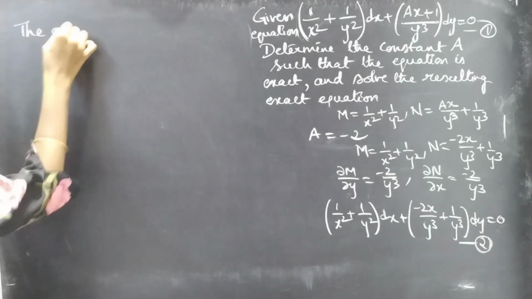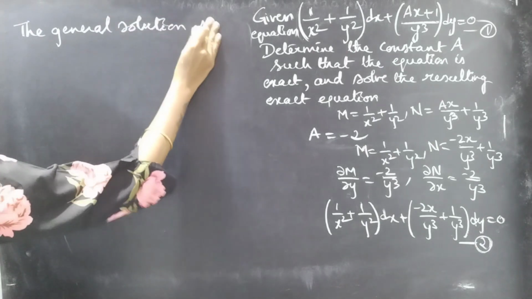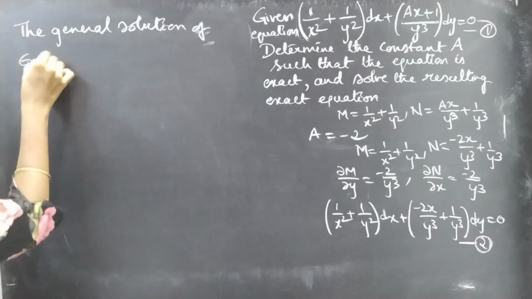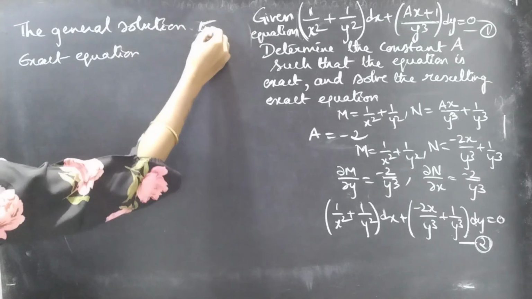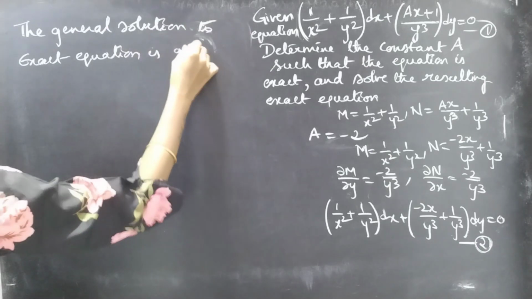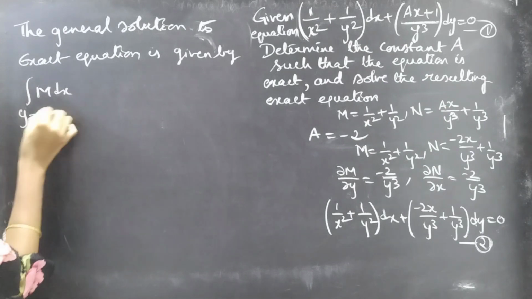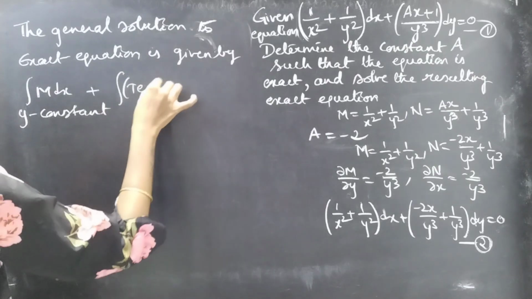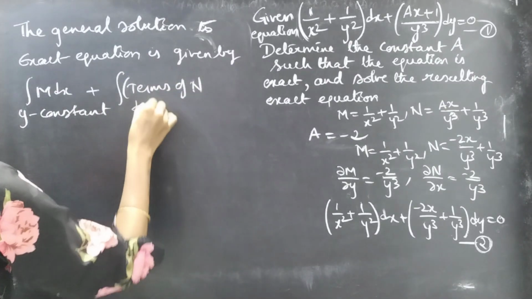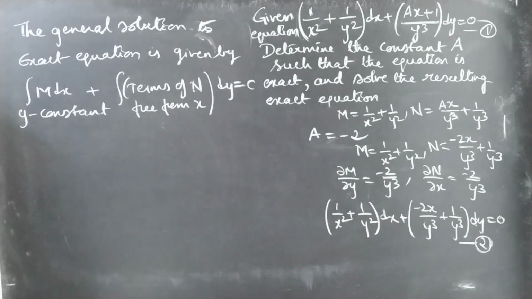We know that the general solution of an exact equation is given by the integral of M dx, treating y as constant, plus the integral of the terms of N free from x, into dy, equal to c. Let's find each integral separately.